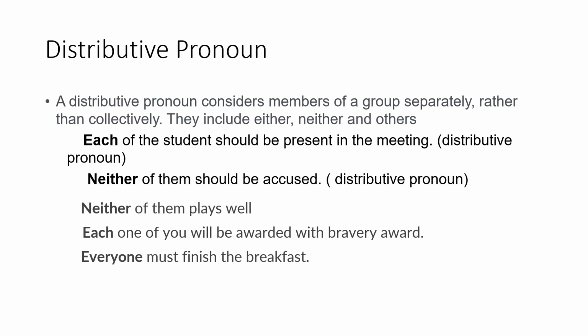Moving to our distributive pronoun, we know that distributive pronouns consider members of a group separately rather than collectively. They include either, neither, and others. Here are a few examples. Each of the students should be present in the meeting. Each is a distributive pronoun in the sentence. Neither of them should be accused. Neither is a distributive pronoun.